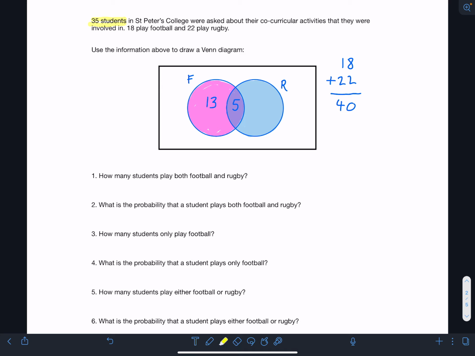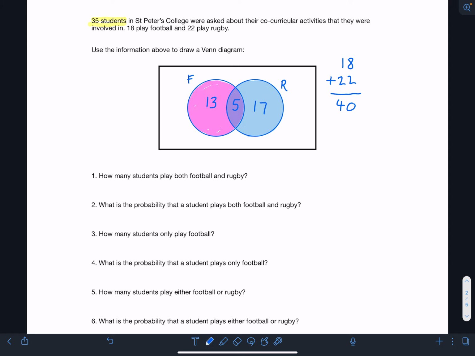And then next we want to look at rugby. Okay, so we've already identified that 5 students will play rugby and football, but 22 will play rugby. So we need to look at 5 plus what is 22. So it's 17. Okay, and we can confirm that of the 35 students, all of our numbers in our Venn diagram must add up to 35. So we've got 13 plus 5 plus 17 does equal 35.